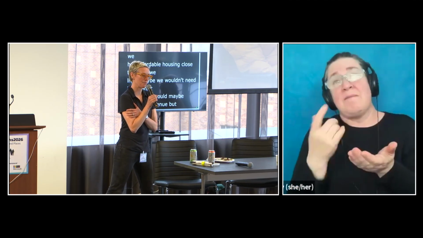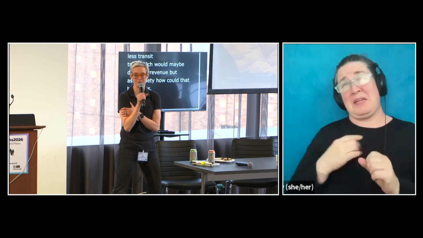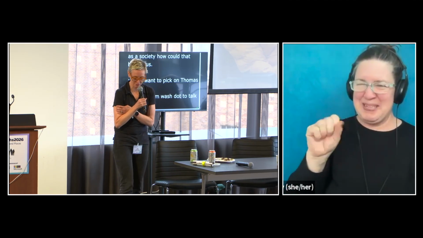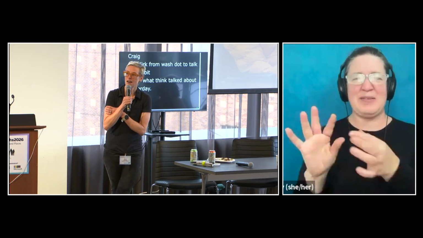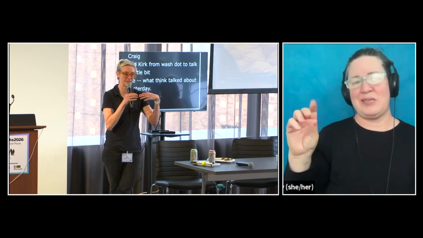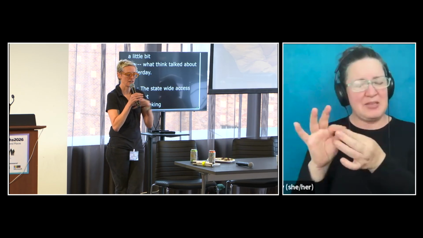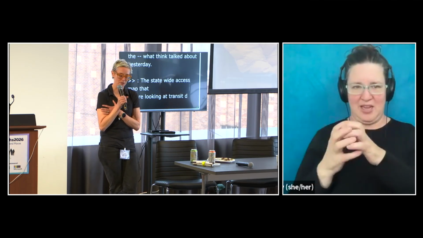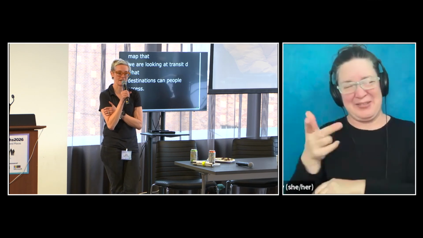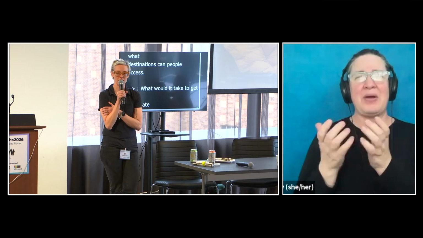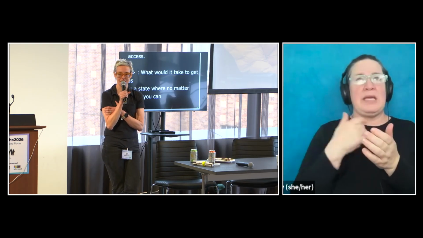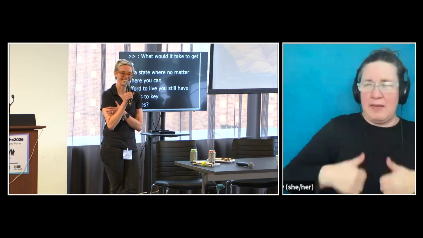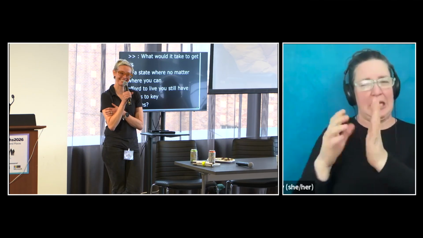I want to maybe pick on Thomas, Craig, and Kurt from WashDOT to talk a little bit about what they talked about yesterday, and I'm not sure everyone was in the room, but the statewide access map that we're looking at, transit access, like what destinations can people access, right? I'm going to pick on you guys a little bit, but what would it take to get us to a state where no matter where you can afford to live, you still have access to key services? How do we get there? And how far away are we?